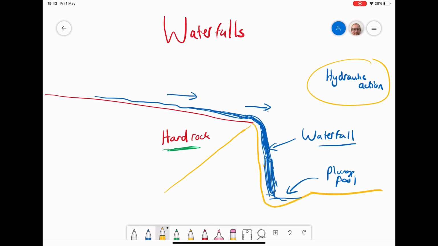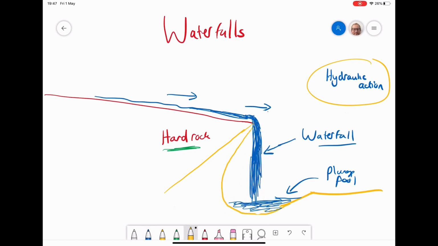This falling water doesn't just erode downwards into the plunge pool, but it also erodes back into the soft rock behind it in a process known as undercutting. As the water coming over the waterfall continues to splash back and undercut this rock, it continues to go back further and further, cutting further into the rock.